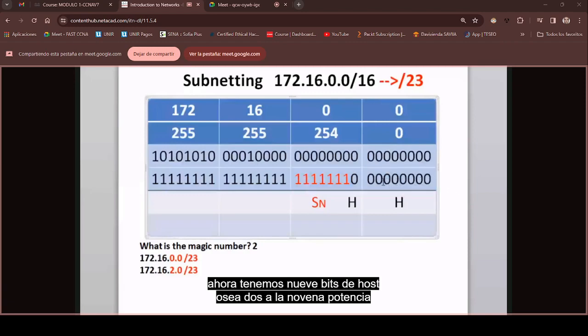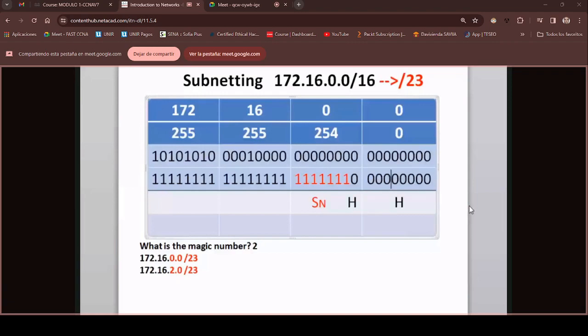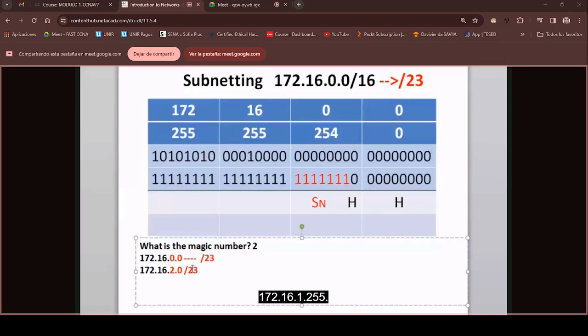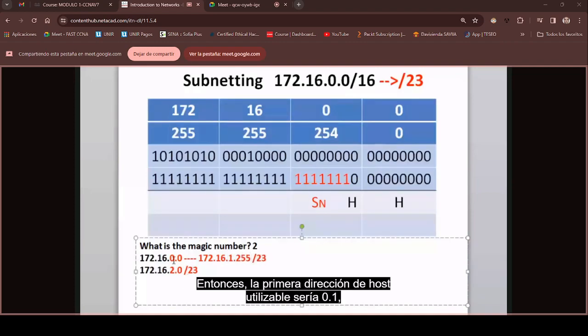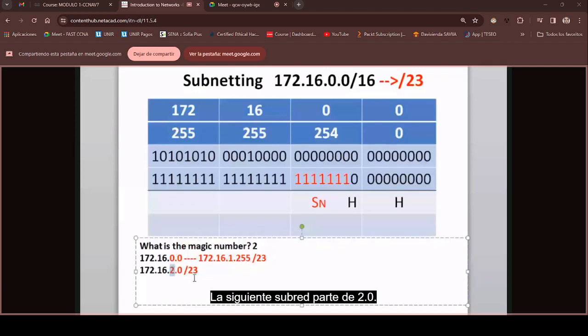we now have 9 host bits. So 2 to the 9th power, meaning we have 512 minus 2, would be 510 host addresses that we can assign. In other words, the network goes from 0.0 all the way up to 172.16.1.255. So the first usable host address would be 0.1, and the last usable host address would be 1.254. The next subnet starts at 2.0.